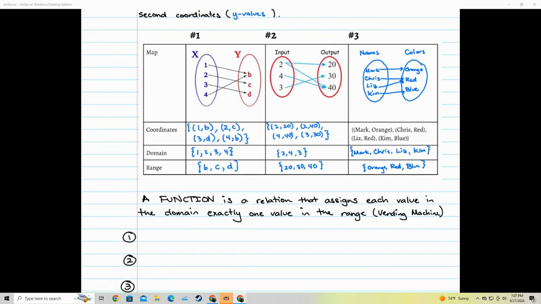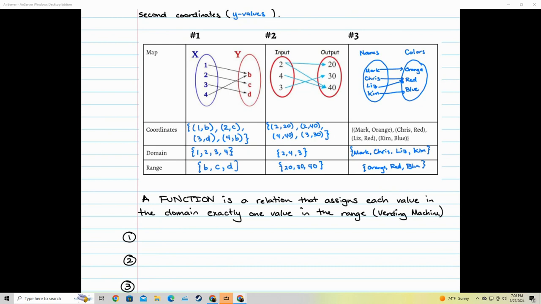Let's go ahead and define what a function is. It says a function is a relation that assigns each value in the domain exactly one value in the range. Now, that's all well and good. That's the technical definition. Basically, every single thing in your domain needs to map to only one thing in your range. But it is really hard for students to think of it that way.